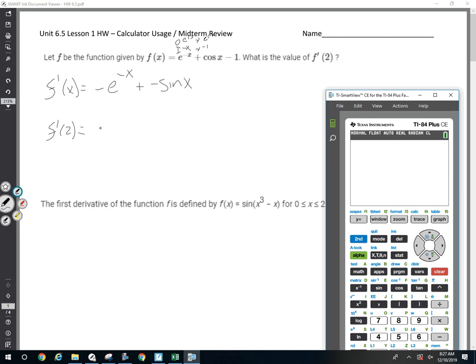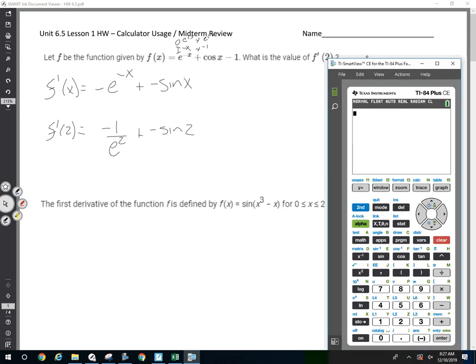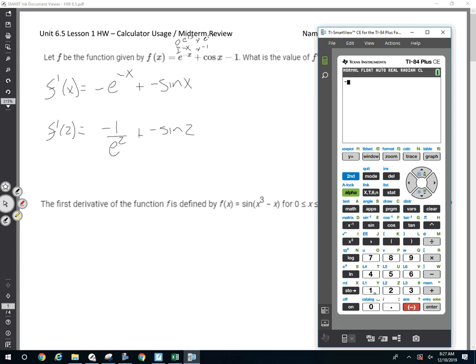we get negative 1 over e squared plus negative sine 2. And that's some value that we could plug in. Negative 1 over e squared plus negative sine 2. Make sure your calculator's in radian mode.